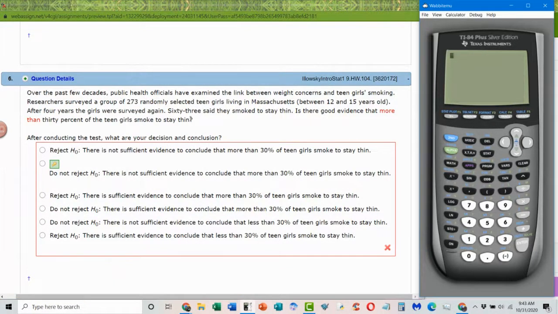So we have a proportion here. Over the last few decades, public health officials have examined a link between weight concerns and teen girls smoking. They surveyed 273 random teens in Massachusetts. I had no idea why they picked Massachusetts. This book was written from teachers in California. The girls were between 12 and 15, and they're really hung up on smoking. And after 4 years, the girls were surveyed again. 63 said that they smoked to stay thin. Is there evidence that more than 30% of teen girls smoke to stay thin?